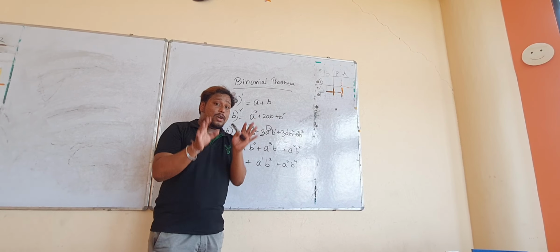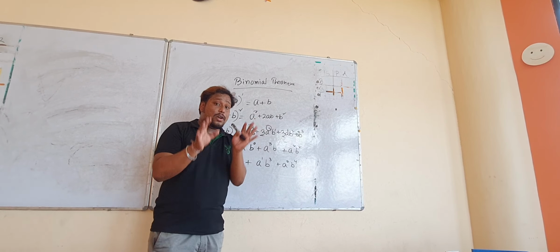Next again start with left side 1, right side 1. So 3 plus 1, 4. 3 plus 3, 6. 3 plus 1, 4. Similarly 1, 1. So 4 plus 1, 5. 6 plus 4, 10. 4 plus 1, 5. Like that we can find out the coefficients of this binomial.